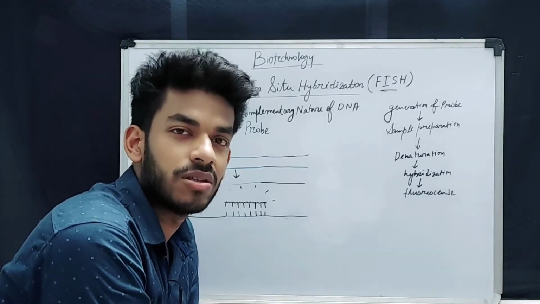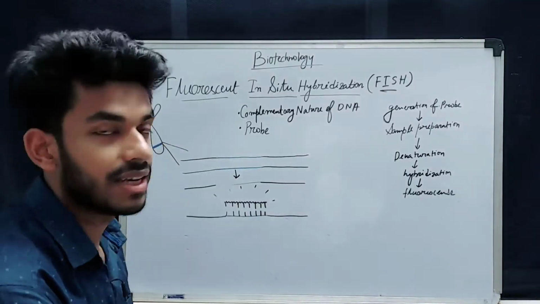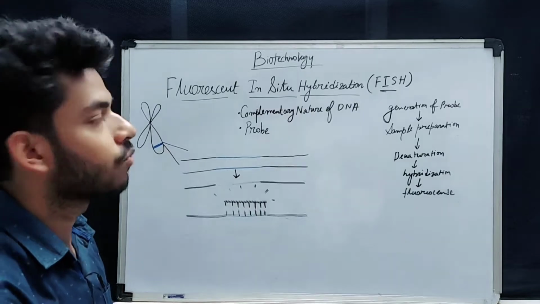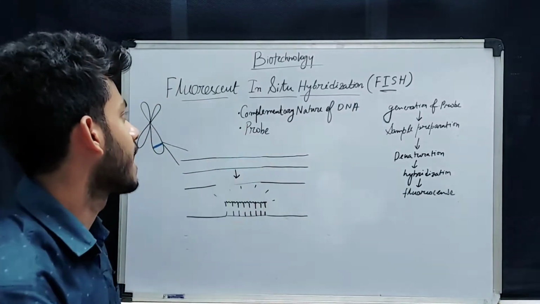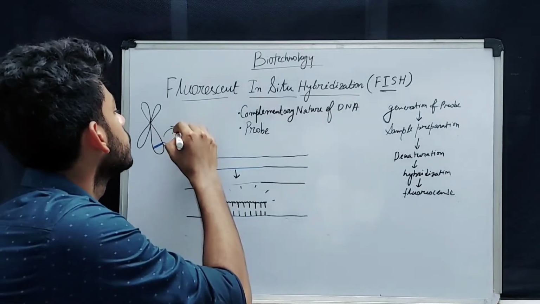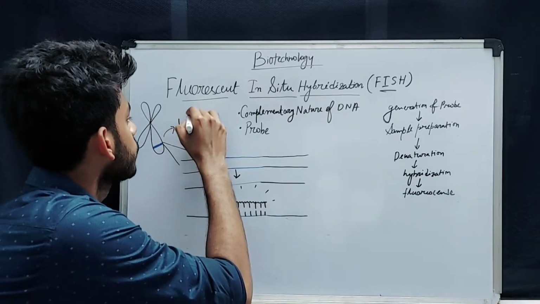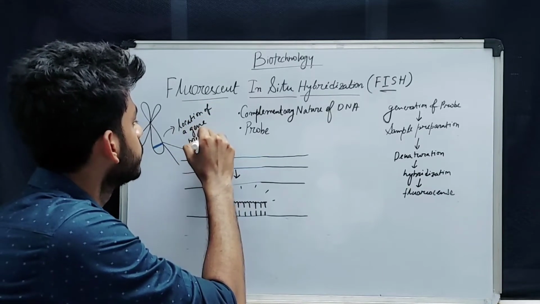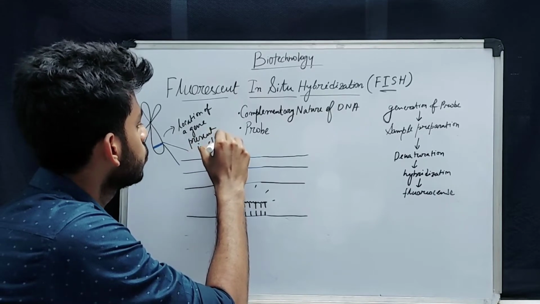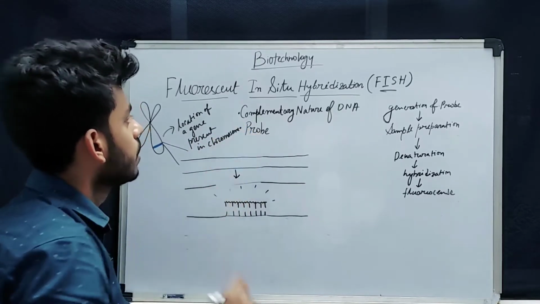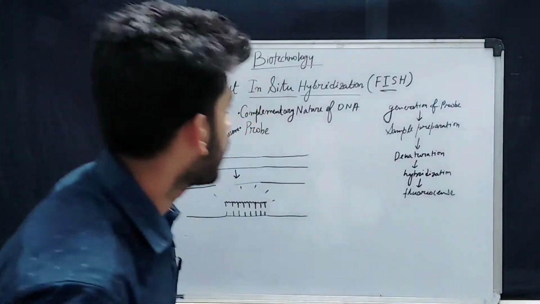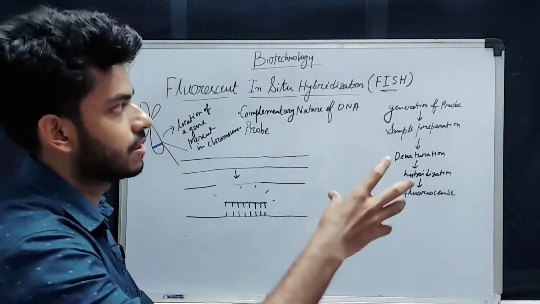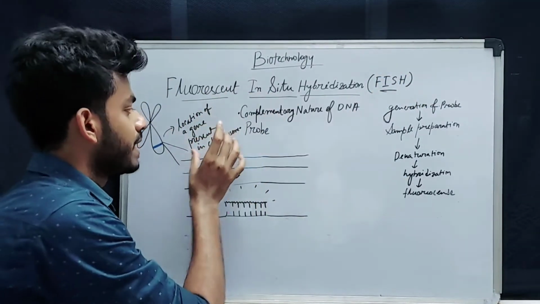So we were discussing biotechnology, and today's topic is fluorescent in situ hybridization. So this process, fluorescent in situ hybridization, what is this process? Basically this process helps us to find the location of a gene present in a chromosome. I may call it FISH, fluorescent in situ hybridization. So the FISH process helps us to locate a gene present in the chromosome.